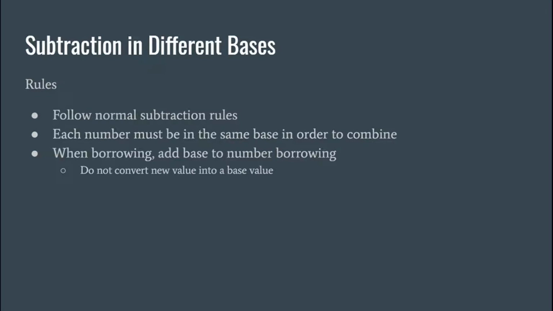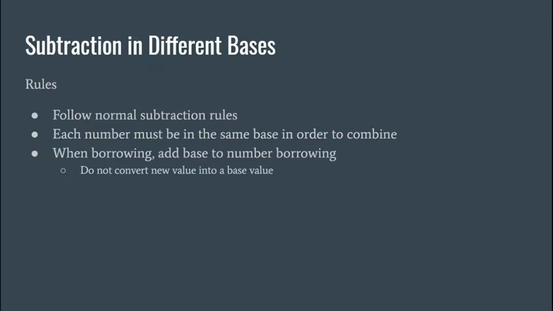The second bullet here is one of the important ones. The numbers you're subtracting have to be in the same base. So if you got a number in base 3 and you're subtracting a number in base 4, you can't do it because they're in different bases. You have to convert to one base or base 10 before subtracting, and then convert to whatever base you need to.